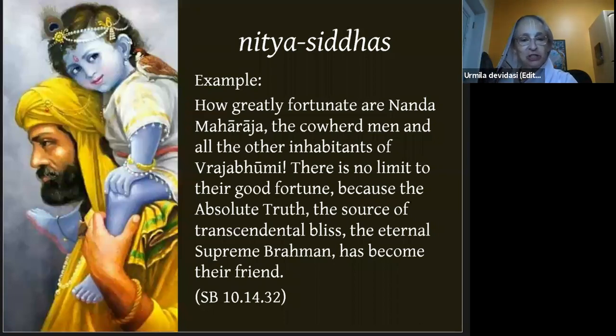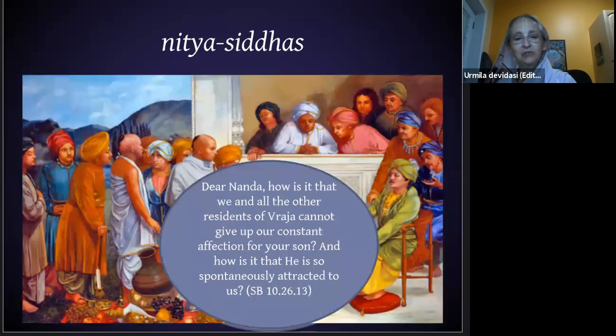Another example, this is from 10.14.32 of the Bhagavatam. How greatly fortunate are Nanda Maharaj, the cowherd men, and all the other inhabitants of Vrajabhumi. There's no limit to their good fortune because the absolute truth, the source of transcendental bliss, the eternal Brahman, Supreme Brahman, has become their friend. This is some more evidence that these persons are nitya siddhas. Again, when Krishna comes, we know that sadhana siddhas, kripa siddhas also join, like the personified Vedas, the sages from Dandakaranya, and so forth.